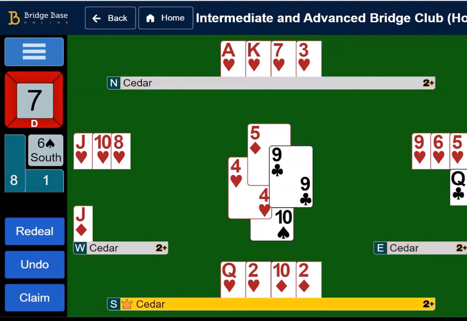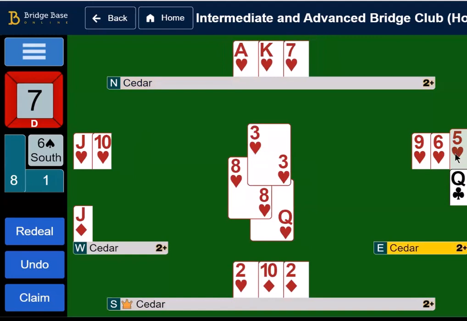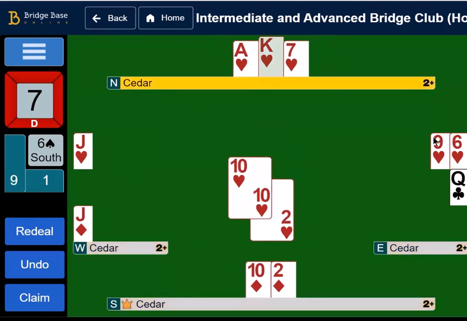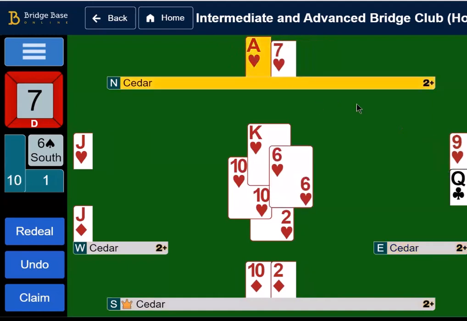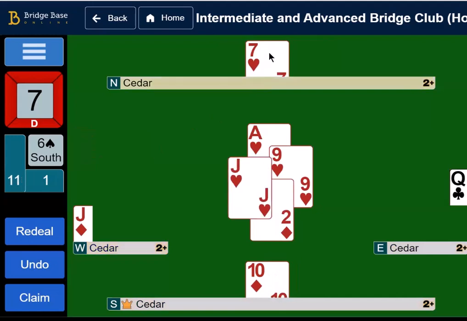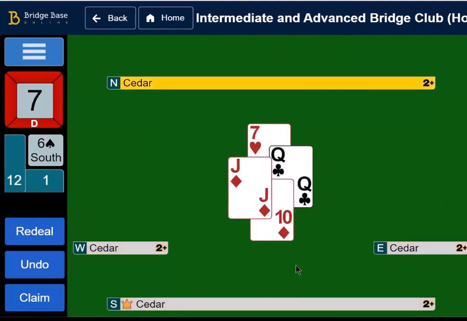Well, the squeeze is now operated. I've cashed all my winners. The 10 of diamonds isn't a winner. They've still got the Jack of diamonds. I fall back on playing my entry suit. There we go. And I cash the last card in my threat suit. And has my threat become a winner? Yes, it has. It's become a winner.